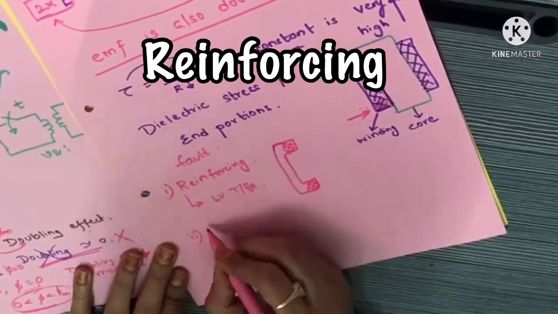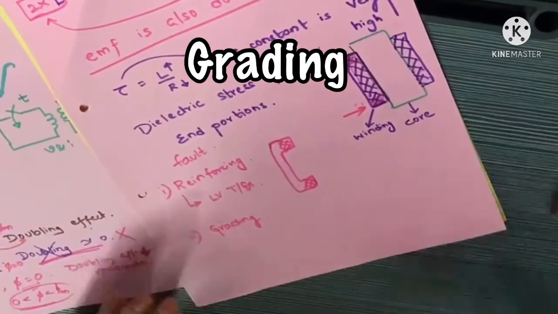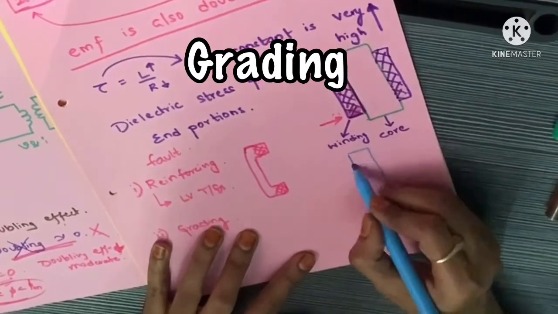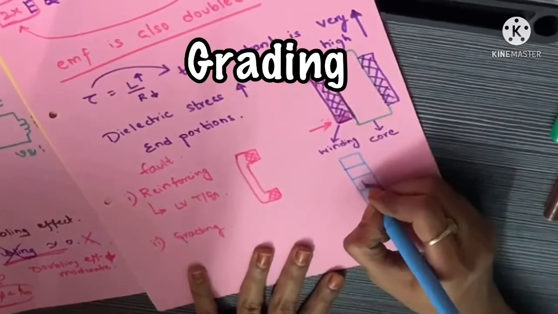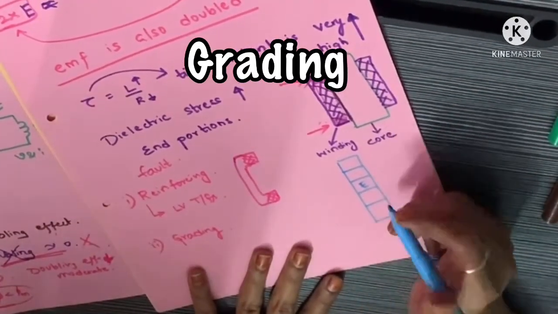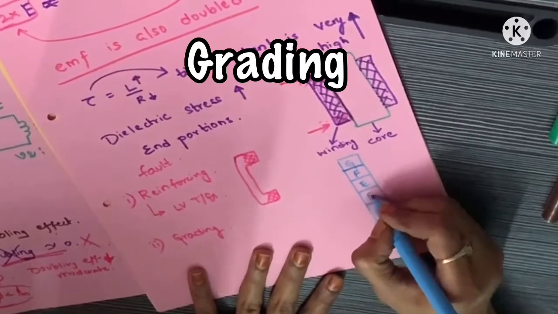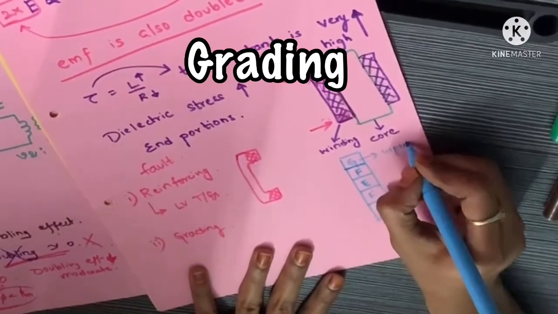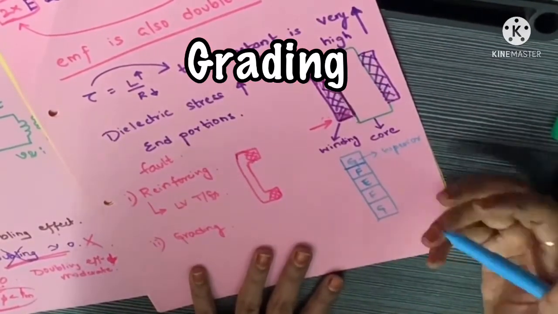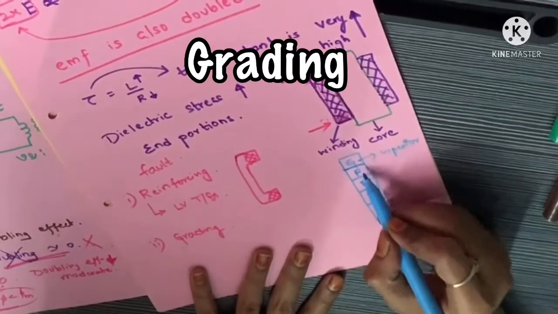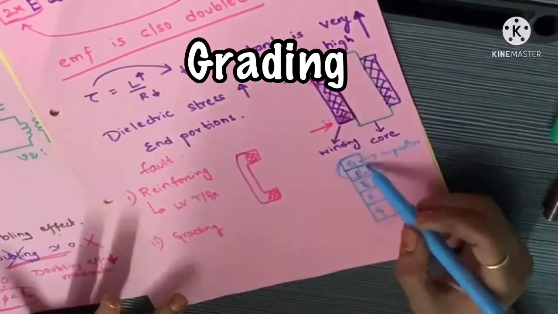And the second thing is grading. Suppose you consider the winding in this way. If we use class E insulation for the transformer winding, generally the endings are graded like this: E, F, G, where G is superior, so that it can tolerate more temperature rise and more voltage. So G is superior to F and F is superior to E. Therefore we are adding extra strength to the end portions of the transformer.